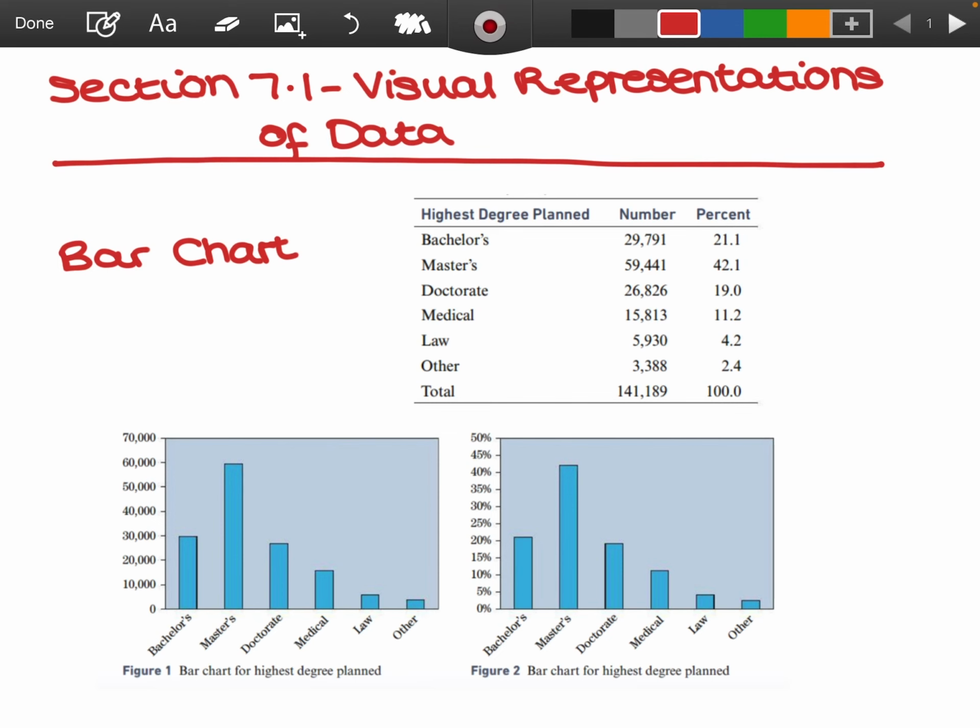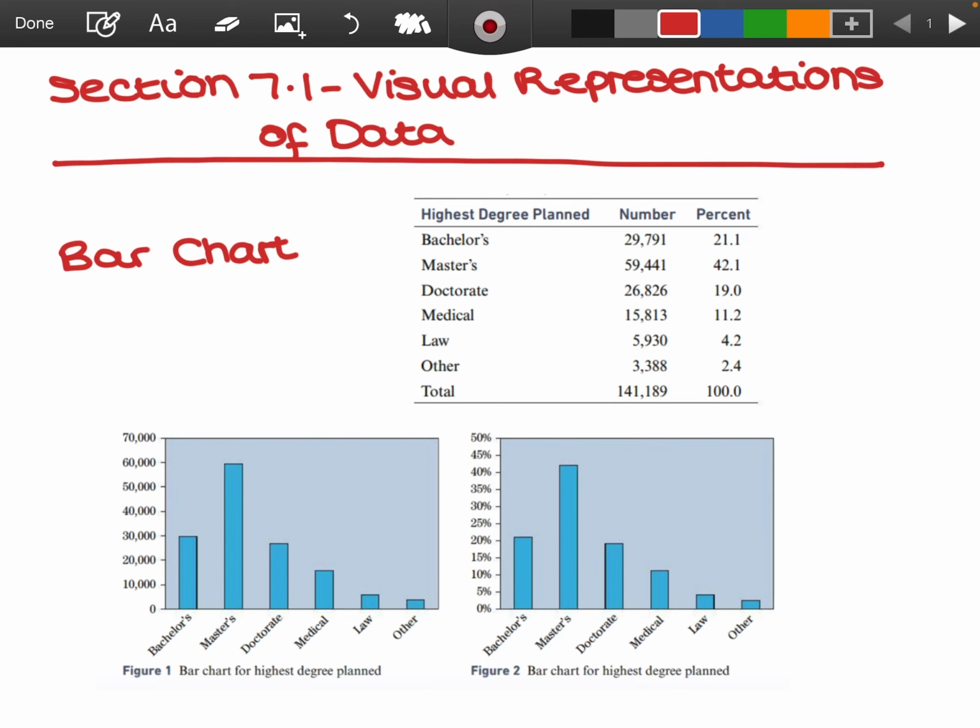First thing is the bar chart. So we have here a list of different highest degrees that are planned amongst a group of 141,189 students. Okay, so we've got a ton of students here, and it tells us what the highest degree that they are planning on taking actually is. So we've got the number of each one, so the number that say that the bachelor's is the highest degree that they're going to take, the number that say that the master's is the highest degree that they're going to take, etc. And then as a whole, this is the percentage of the whole that plans on doing each of these degrees.